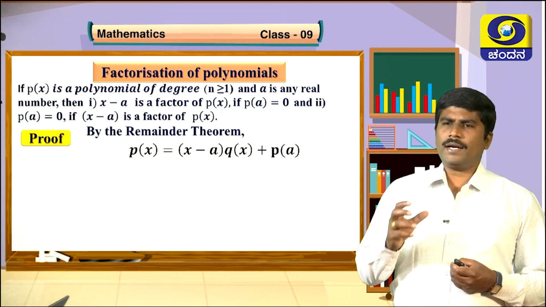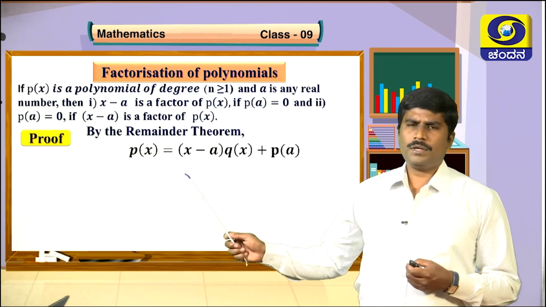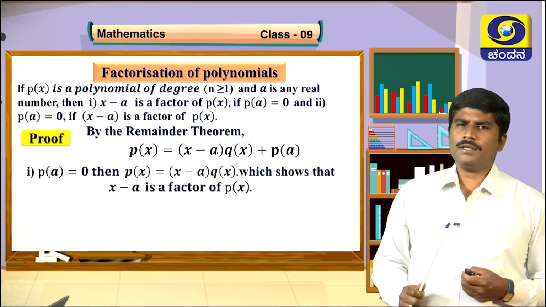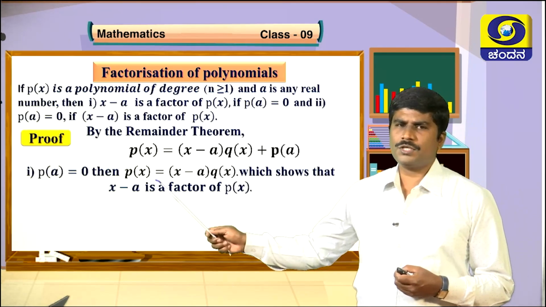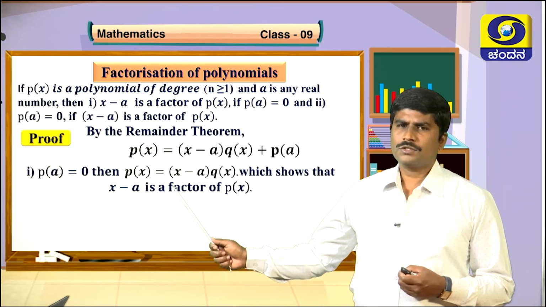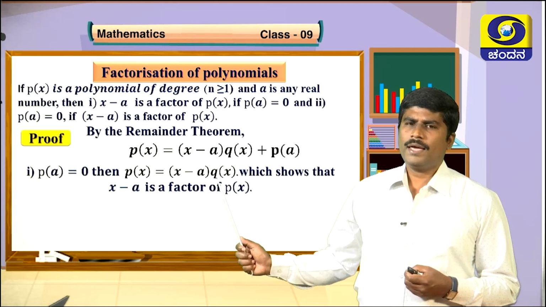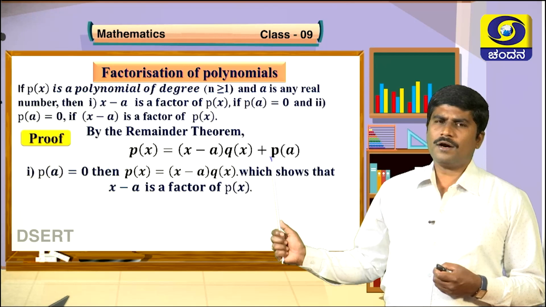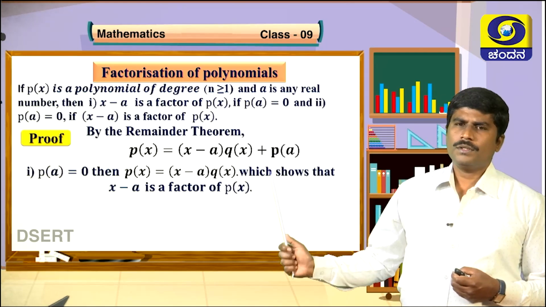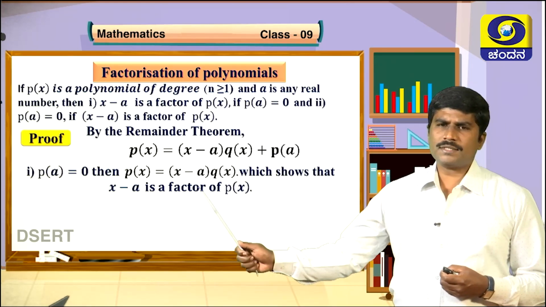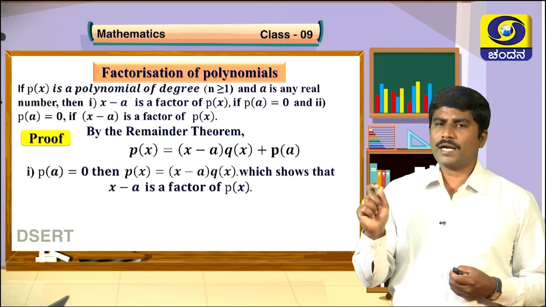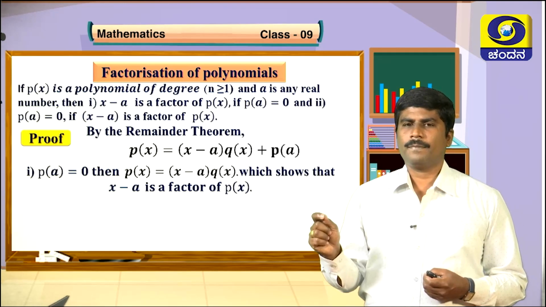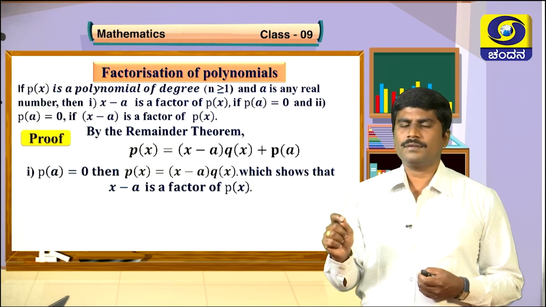This shows, by the remainder theorem, we get p of x is equal to x minus a into q of x plus p of a. Now in the next step, if you give 0 as the value of p of a, what will be the p of x value? x minus a into q of x. So here p of a becomes 0, which shows that x minus a is a factor of p of x. That means p of x is divisible by x minus a.